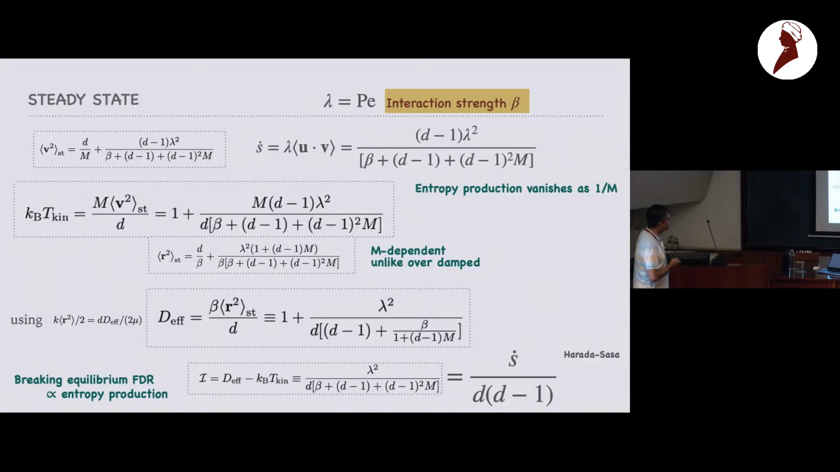Okay, so now if I again look at the rate of entropy production, it again goes down as 1 by inertia, but it also has a time scale coming from the trapping strength.